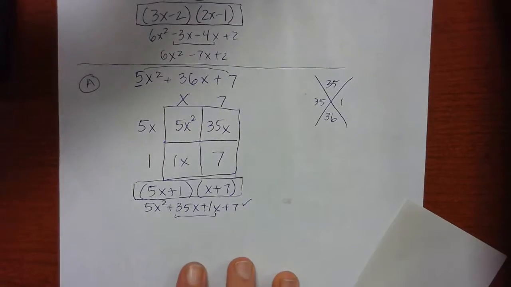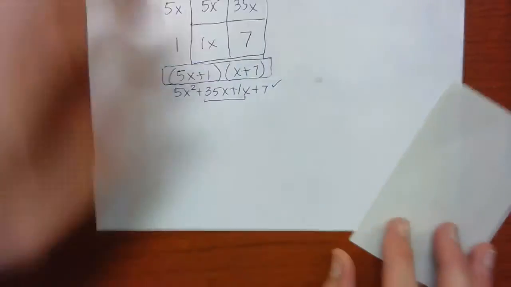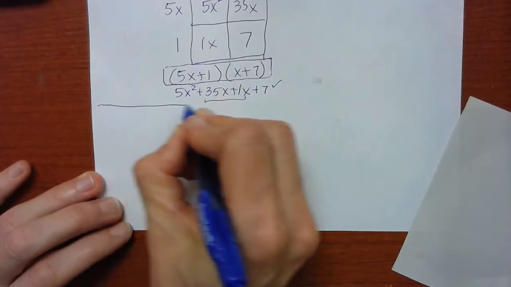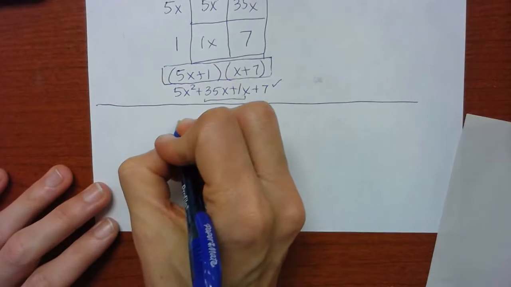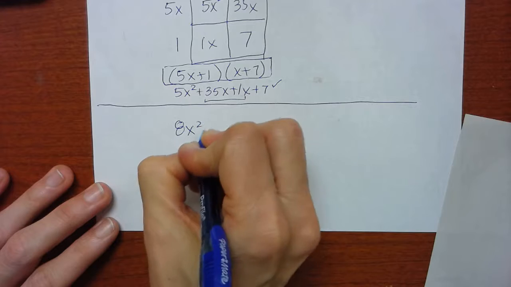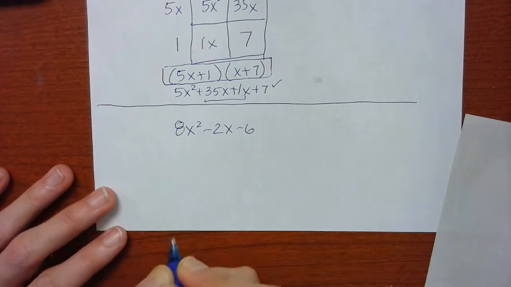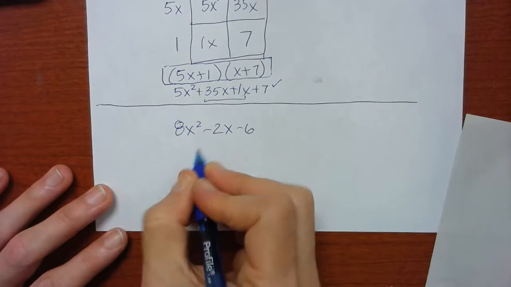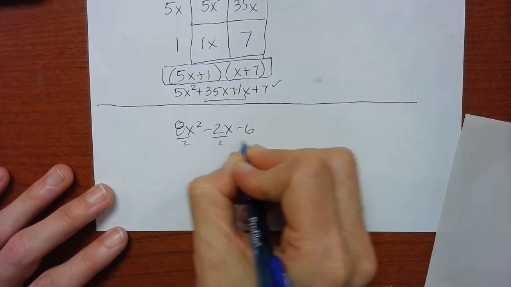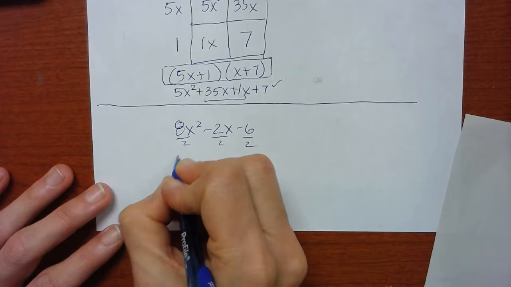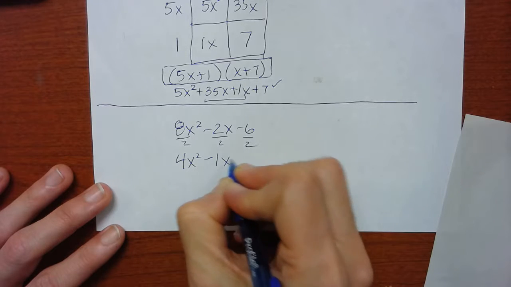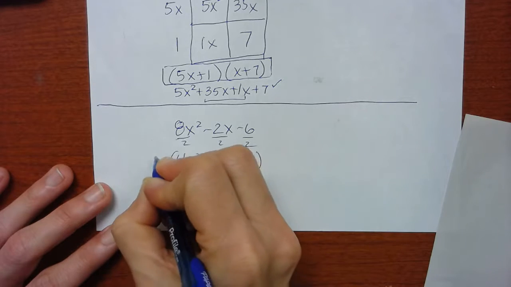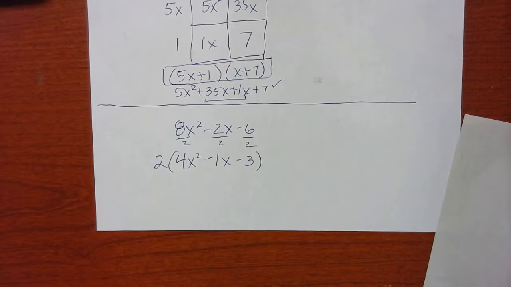All right. Last one. I'm going to do one more. I'm running out of room on my paper. Okay. I will do 8x squared minus 2x minus 6. First of all, I see there's a GCF. It's 2. So I'm going to start by dividing that off. And I get 4x squared minus 1x minus 3. Ooh, don't forget to write it. It goes along for the ride.